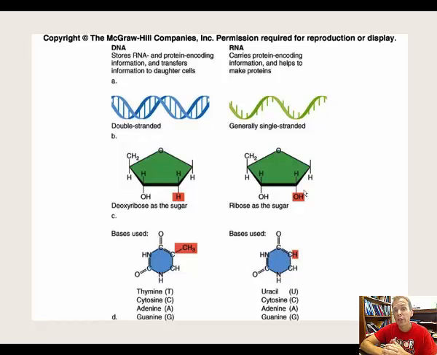The bases are similar, and yet there's one difference. The DNA bases are A, G, C, and T. In RNA, the T is substituted for U, or uracil. You can see they're both pyrimidines, T and U, but the uracil does not contain the methyl group like the T has.